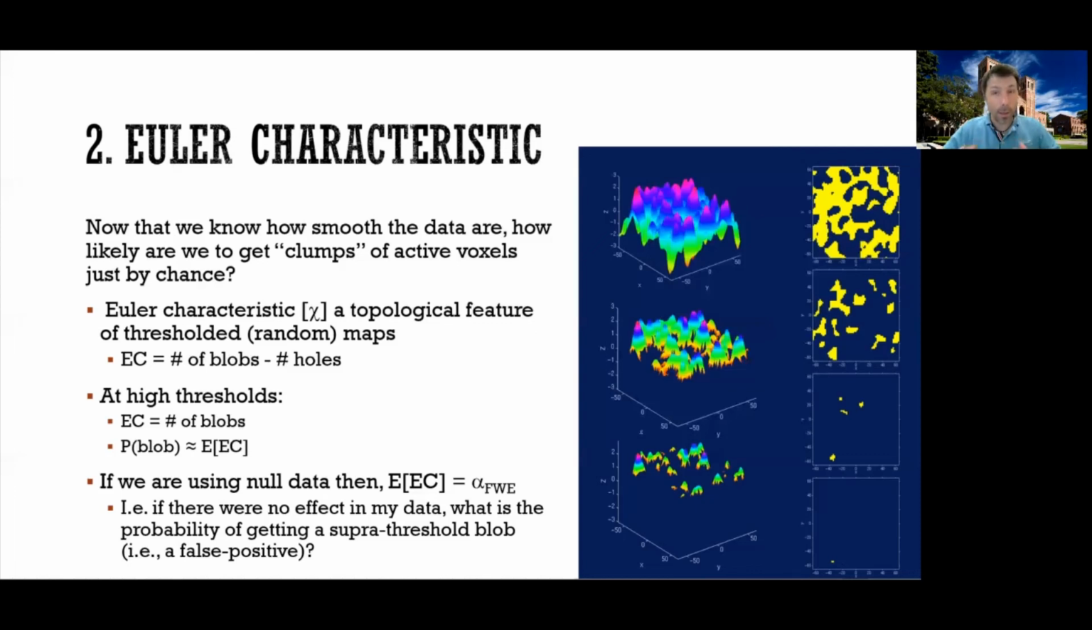So under completely null data, if there's nothing happening in my data, I have at most a 5% chance of getting 1 blob or more above that threshold. So now I can take that exact threshold, bring it to my data, and threshold my data with it. So we use the Euler characteristic just as a tool, because the expected value of the Euler characteristic just so happens to approximate the probability of getting 1 blob or more above a certain threshold.